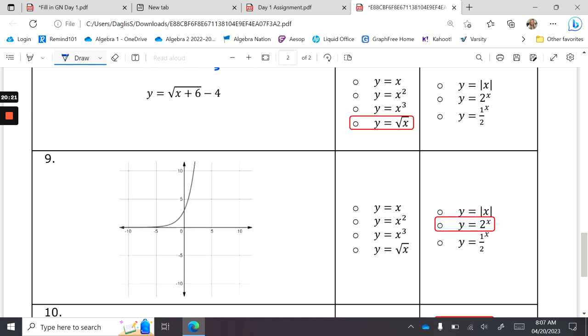All right, number 9. This is our exponential growth, right? So looking at it, we might have noticed, oh, I know that's exponential growth. You could label it that way. What does that parent function look like? That means that my base has to be bigger than 1. So that's why we're picking this guy. 2 is bigger than 1. That's showing our exponential growth parent function.